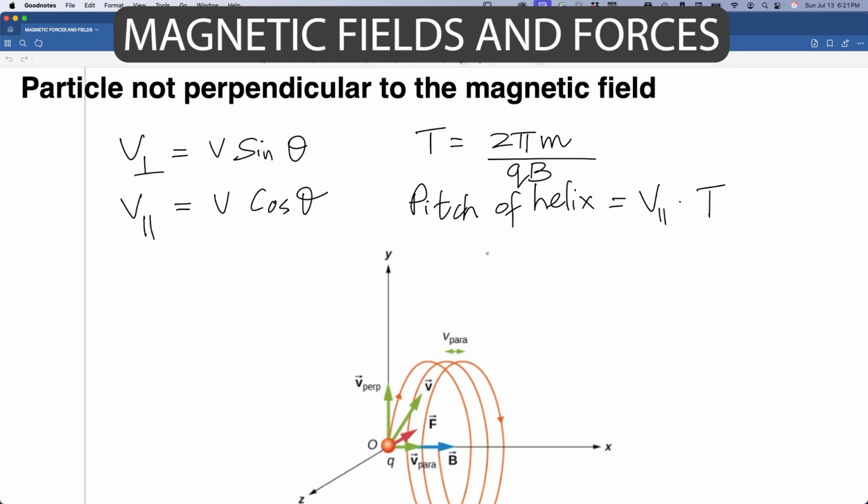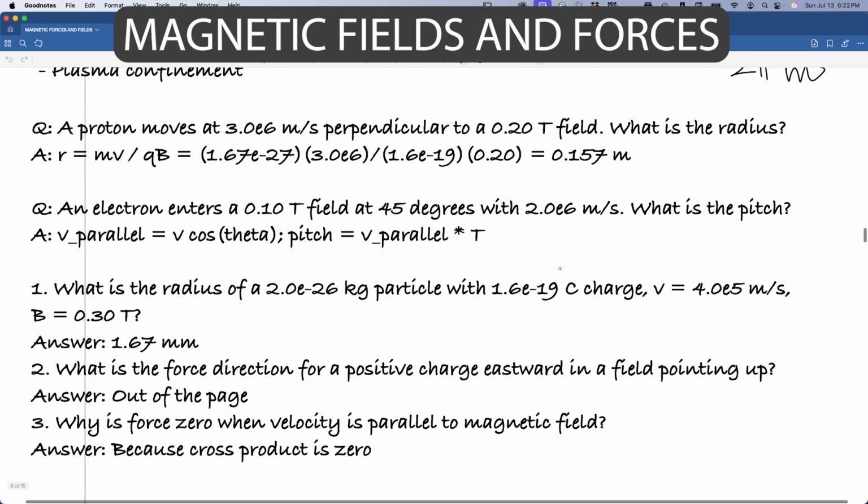So to calculate the pitch of the helix, first we have to find the time period. You all know that time period is the reciprocal of frequency. Time period is 1 by frequency. So that's why the formula for frequency is inverted here. So once you get the time period, that's the time taken for one circular motion, one oscillation. You just multiply that with the parallel component to find the pitch of the helix. So that is what is done in this question.